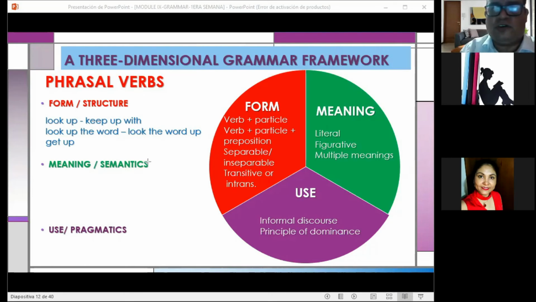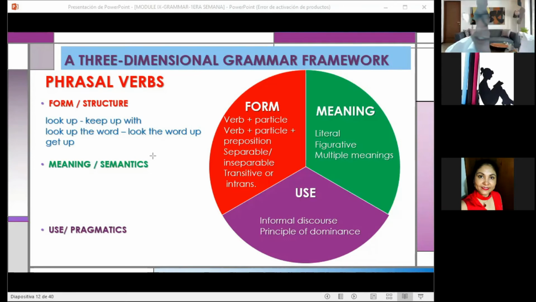This is the way that you use the verb. And this is related to the principle of dominance. All right. This is the principle of dominance. Because here the particle dominates, the object pronoun dominates here, and it's between, no? It's between the two parts, between the verb and the particle.